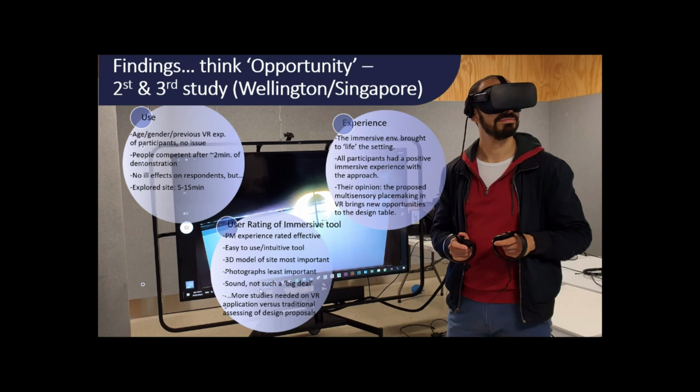Sound also was not such a big deal. When we did the second bits of the study, the respondents said, look, it's not that big of a deal. So I was a bit crushed by that one, but anyway, it's okay. That's all part of the research. So sound wasn't as important as we originally thought.